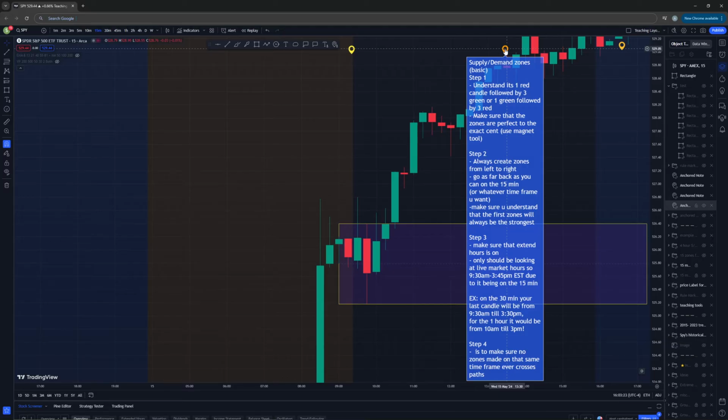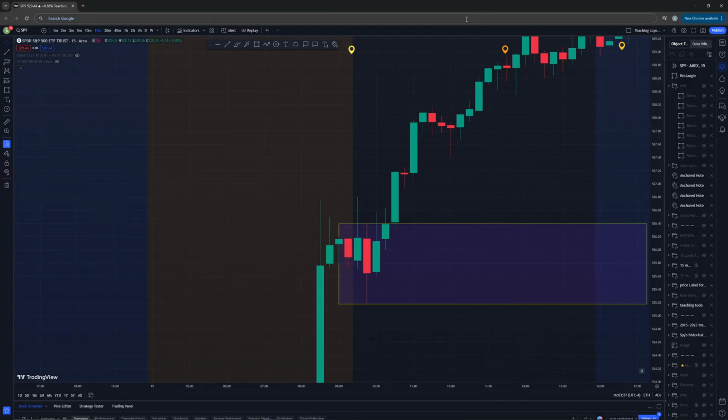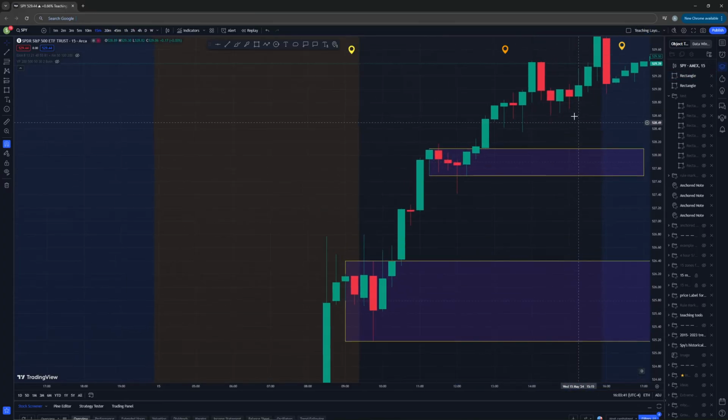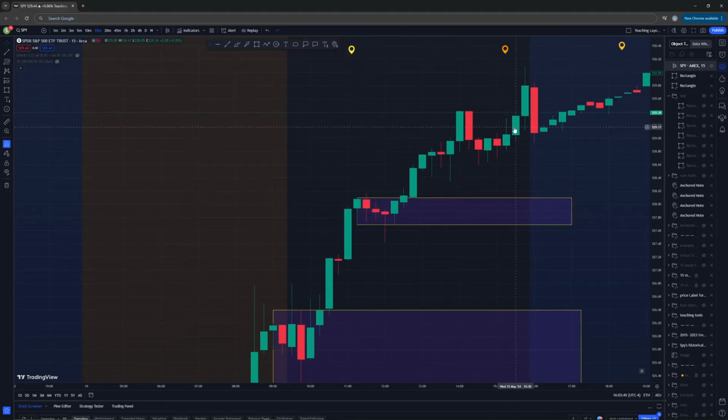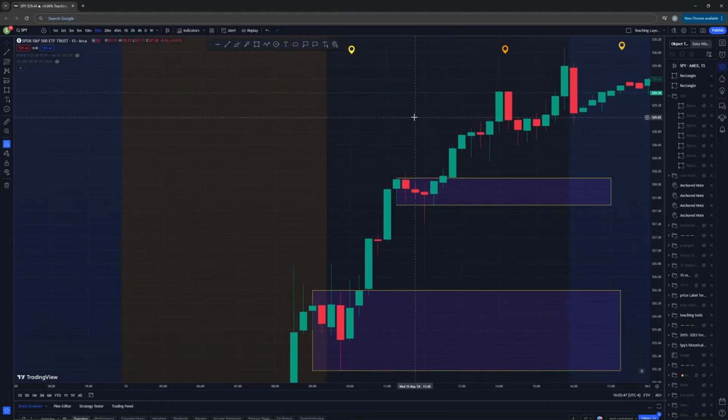And then let's say if it was a green candle followed by 3 red, which if you look at the chart, there just so happens to be the next zone that's green and then 3 red, which is, as you can see, the opposite of this right here. Doesn't matter the size, it just matters if it's after 9:30 and before the market close. It just has to be live market hours.